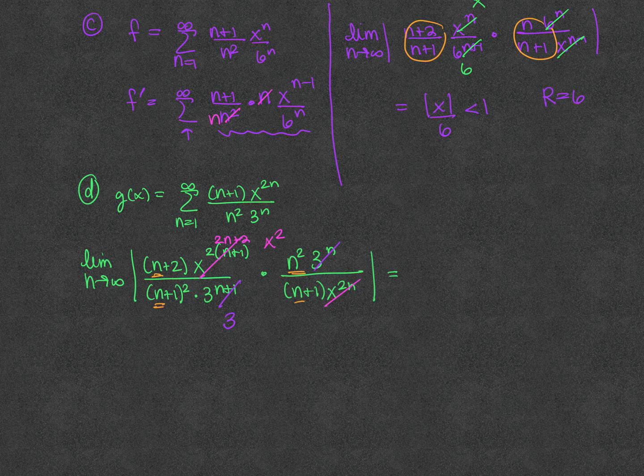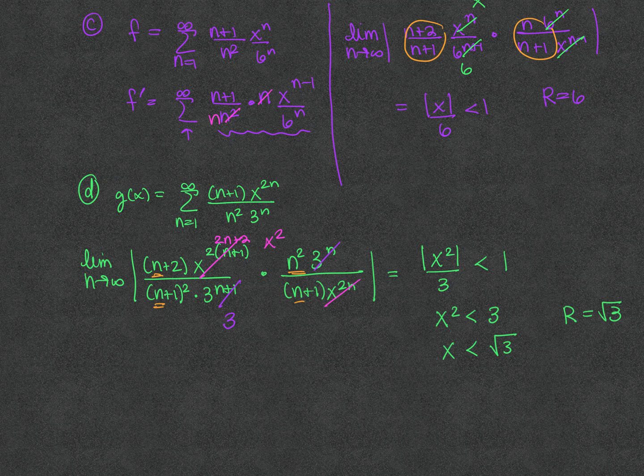So we're left with the ratio of the leading coefficients. So it's going to be absolute value of x squared over 3. Remember that we need this to be less than 1. So then x squared's got to be less than 3. So x would be less than root 3. So our radius of convergence is root 3.